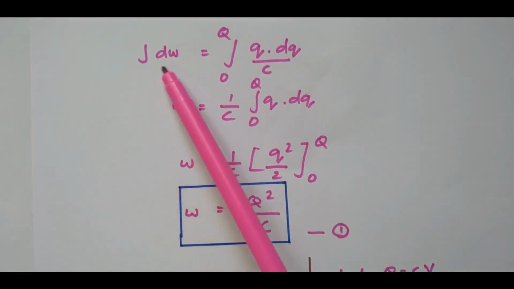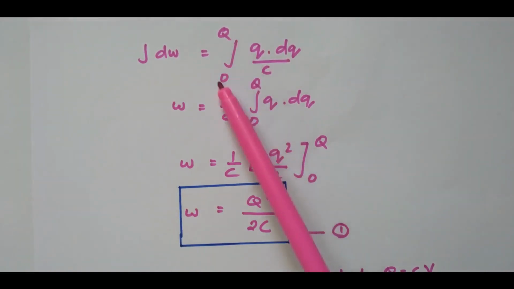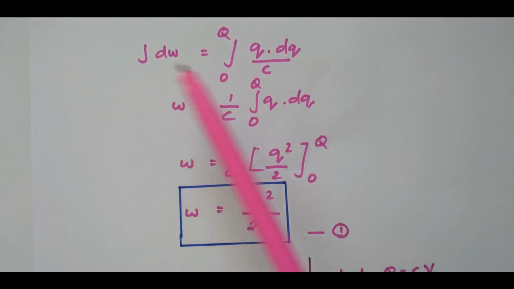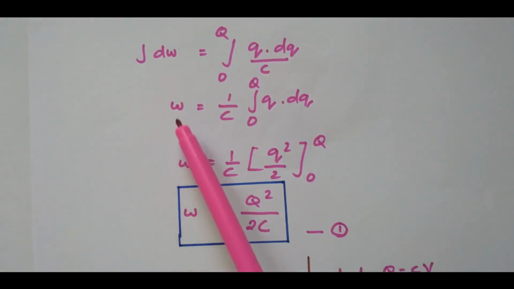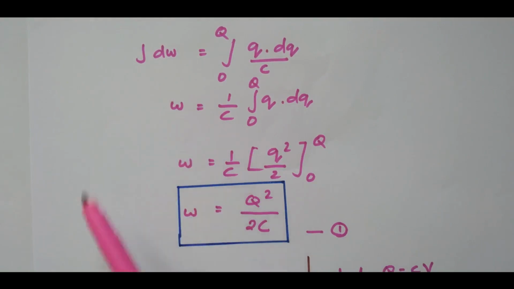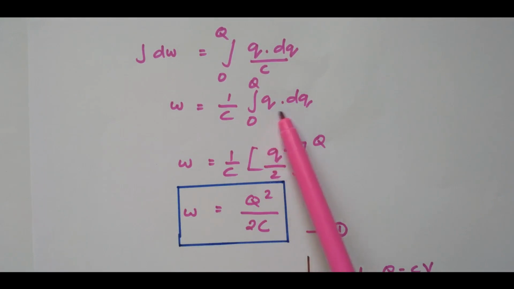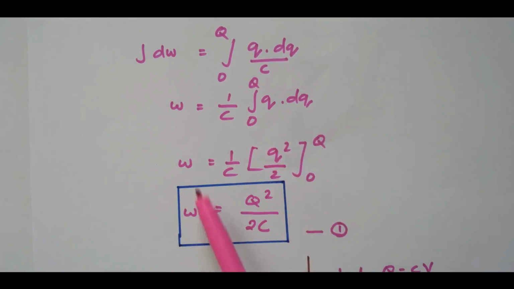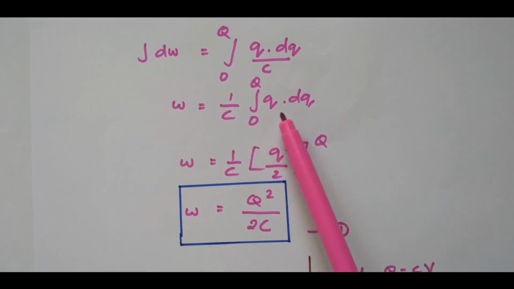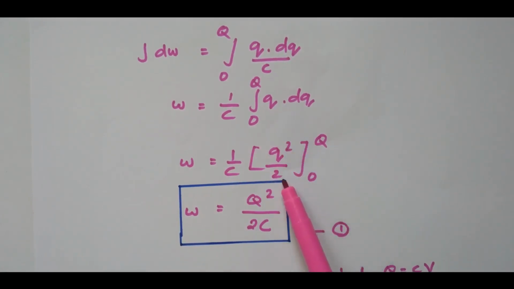Now see this: integral dW equals integral 0 to Q, q dq divided by C. Now it is integrated on both sides, and the limit is applied. So integral dW is W. 1 by C is constant, so integral 0 to Q, q into dq. So W equals 1 by C, and the integral of q is q square by 2. We need to substitute the limit 0 to Q. So what will happen? 1 by C into Q square by 2, so that is Q square divided by 2C.